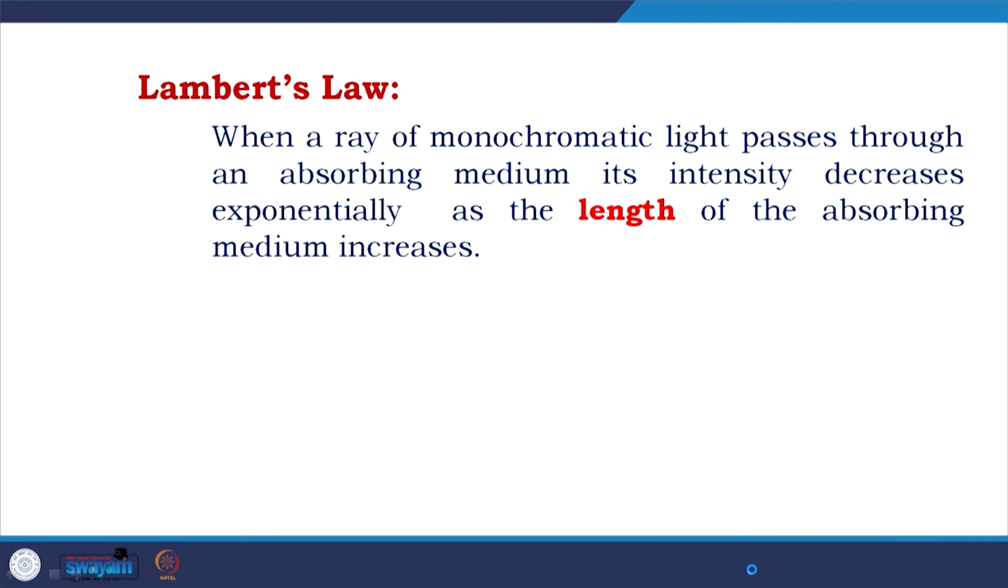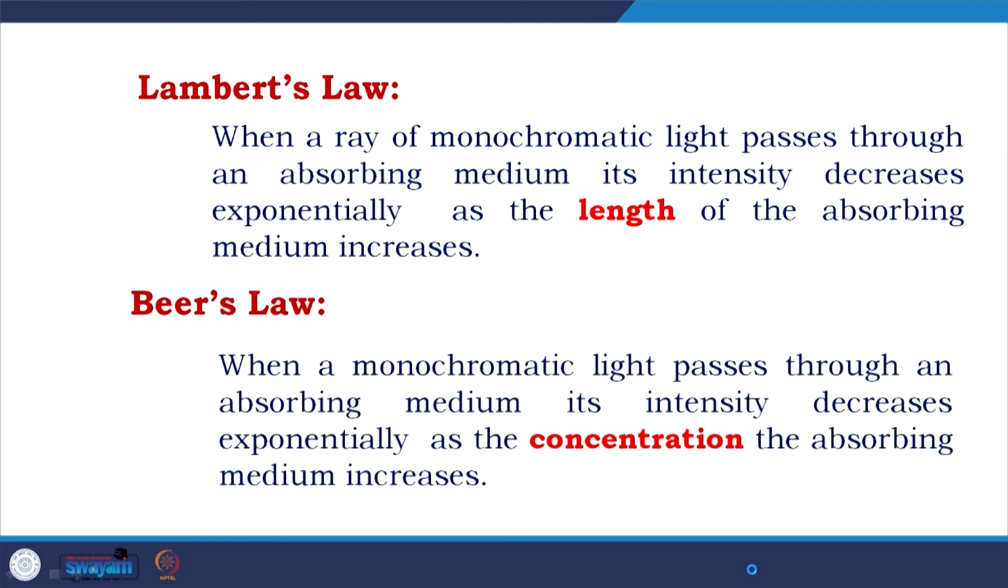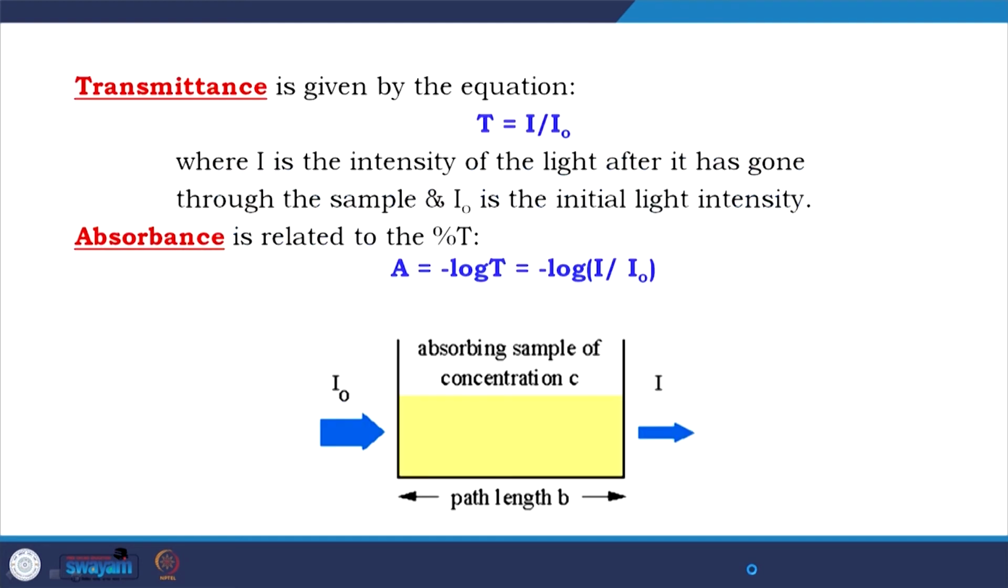Lambert's law: when a ray of monochromatic light passes through an absorbing medium, its intensity decreases exponentially as the length of the absorbing medium increases. Beer's law: when monochromatic light passes through an absorbing medium, its intensity decreases exponentially as the concentration of the absorbing medium increases. So, transmission and absorbance we talked about.